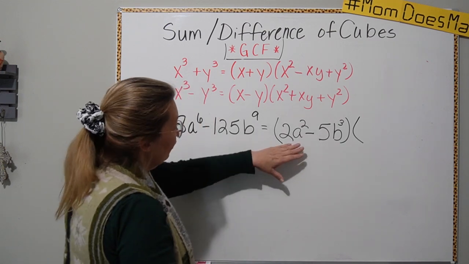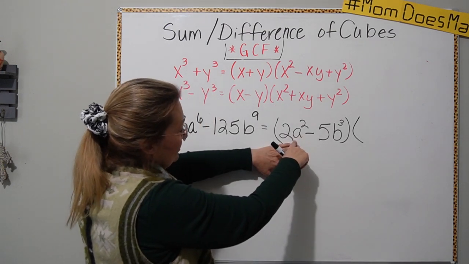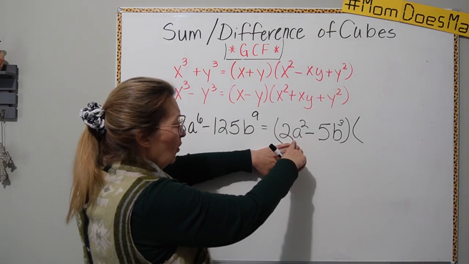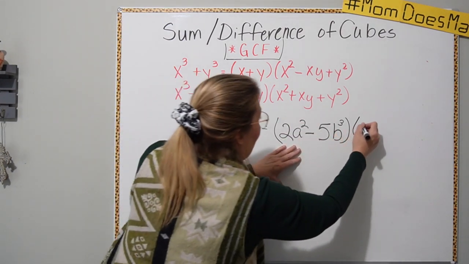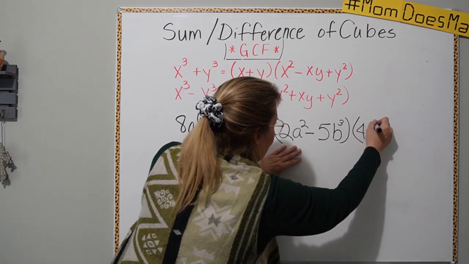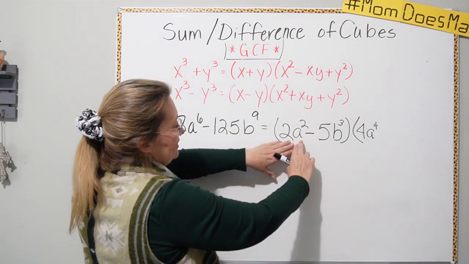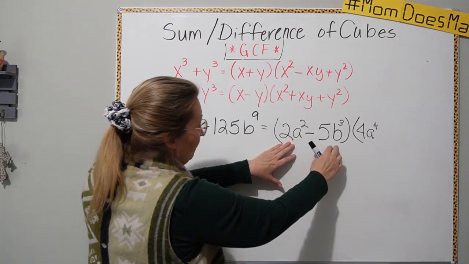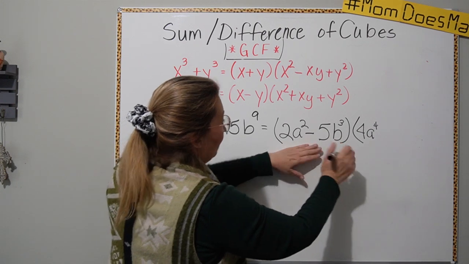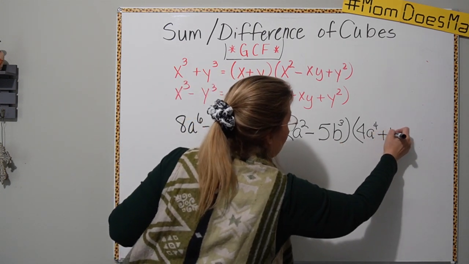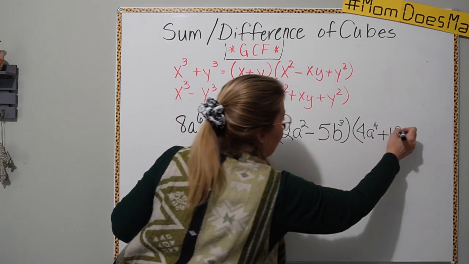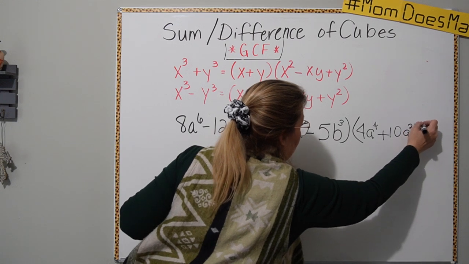Okay, my first term is going to be this squared. So when I square 2a squared, I get 4a to the 4th. My middle term is this one times this. So when I multiply these together, I'm going to get 2 times 5 is 10, a to the 2nd, b to the 3rd.